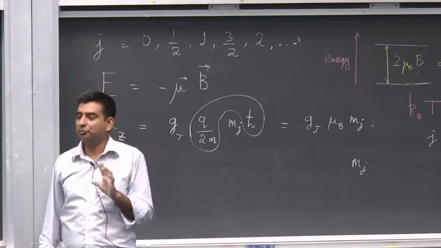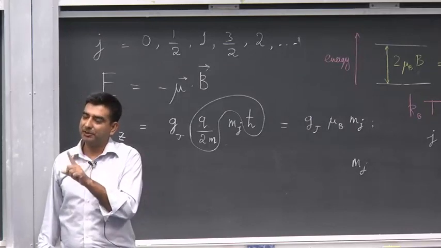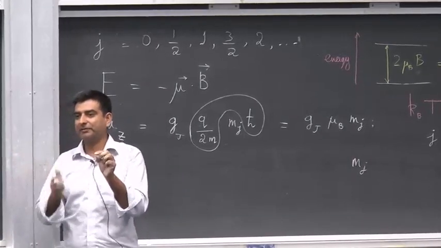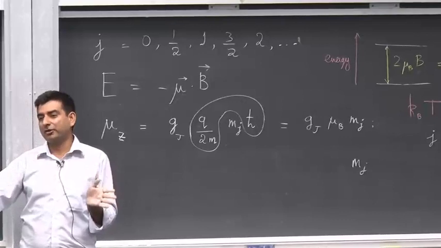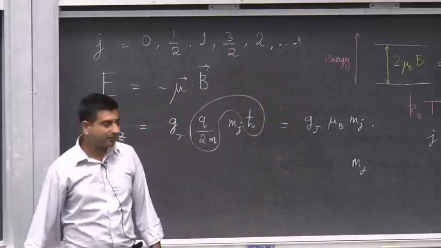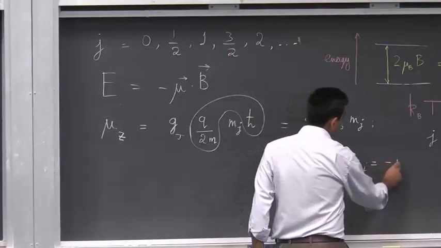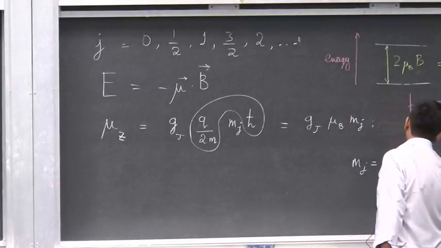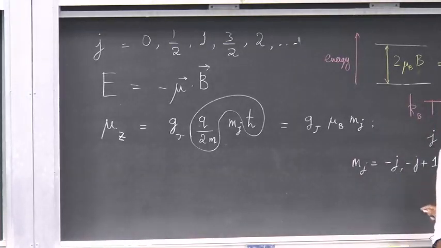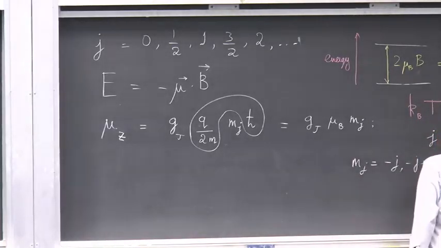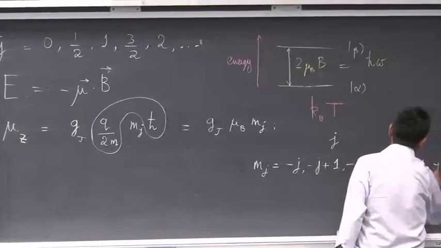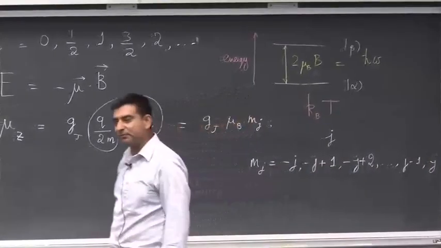If L is 1, it is 0, 1, -1. If L is 2, you have 2, 1, 0, -1, -2. These are the azimuthal quantum numbers. So if you have an angular momentum J, the possible values of Mj are -J, -J plus 1, because of the rainy weather, these chalks have become slightly damp, okay, all the way up to J minus 1 and J. Okay, so these are the allowed values of Mj.